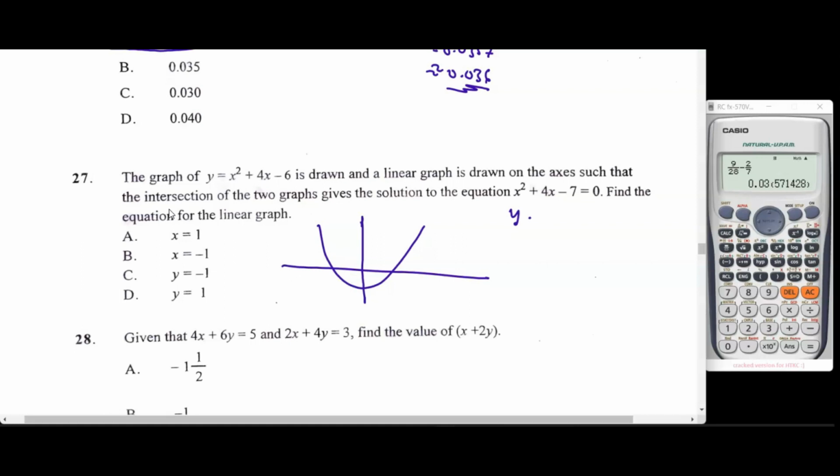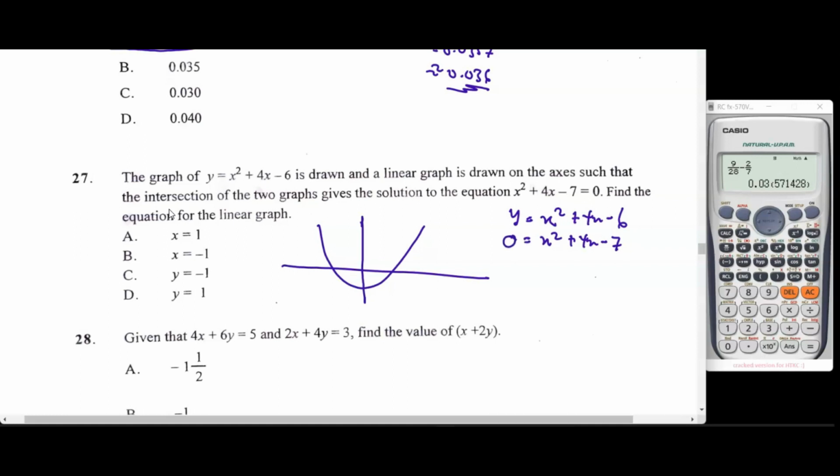So we have y equal to x squared, which is the original function, plus 4x minus 6. And then the equation that we are solving, that will give us a linear graph. Let me rearrange in such a way that it will be easier to get the value of it. So we have x squared here plus 4x minus 7, all equal to 0 here.